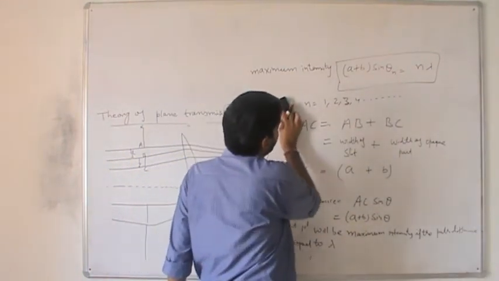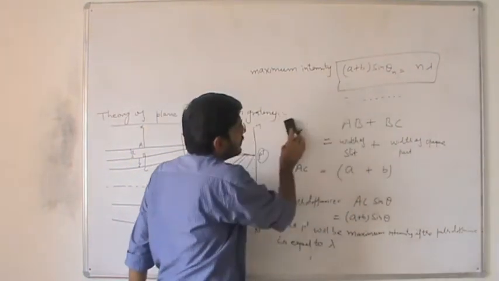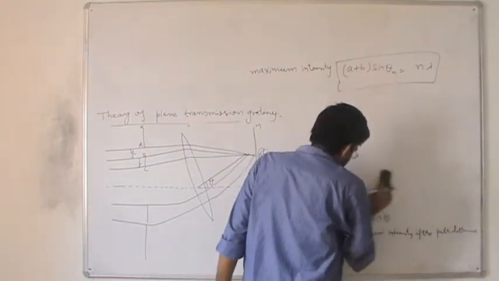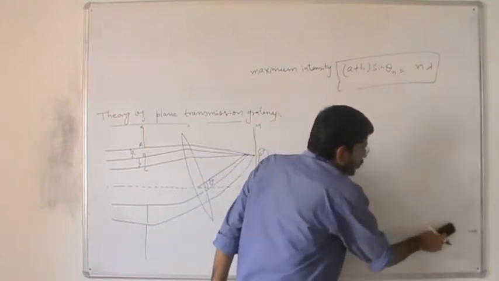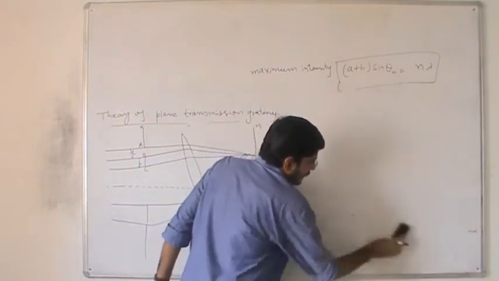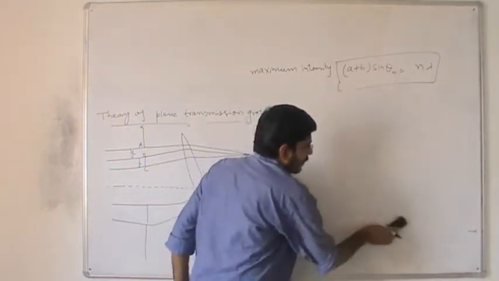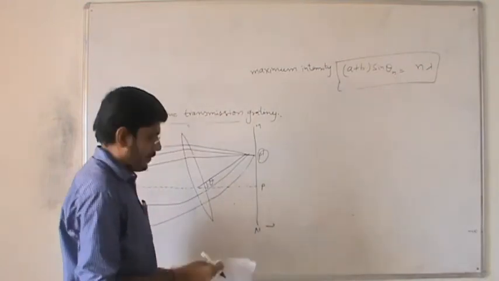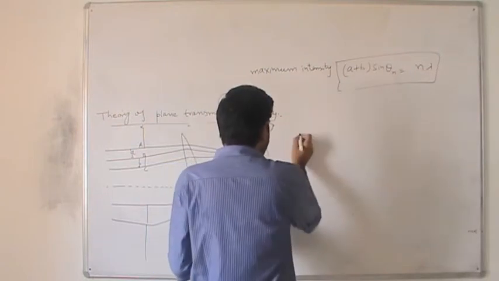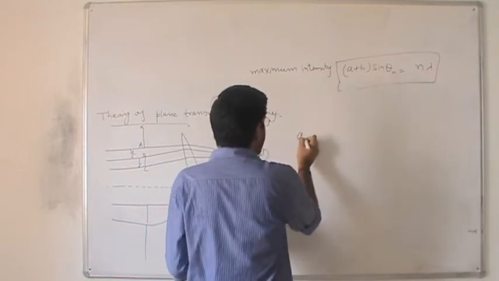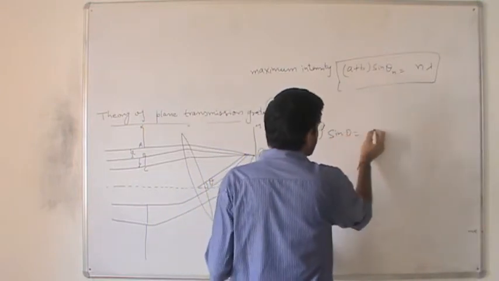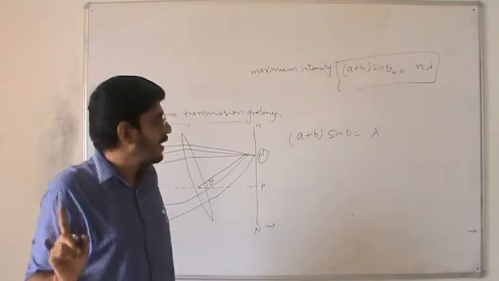Now, if this is the condition of the maximum intensity, what will be the conditions of intensity for the two conjugate interference patterns? So we have the two interference conditions. One is (A plus B) sin theta equals lambda, when n is equal to 1.